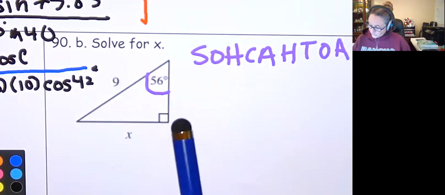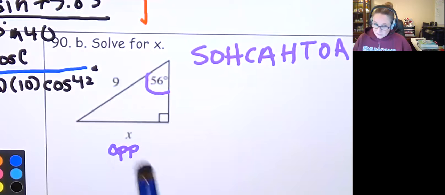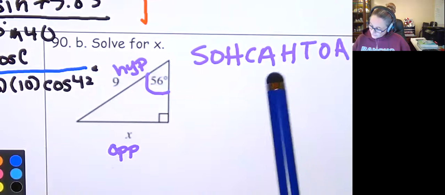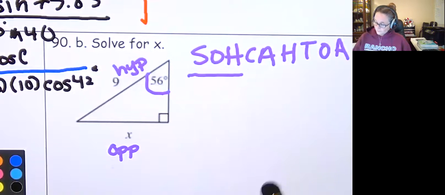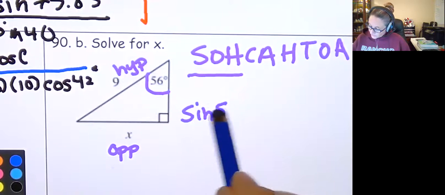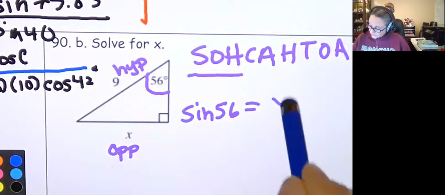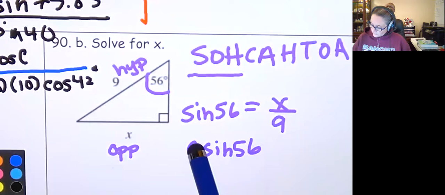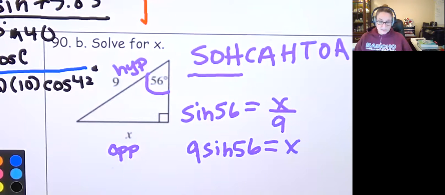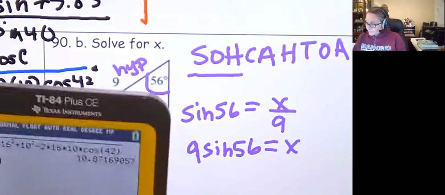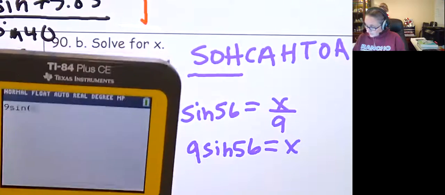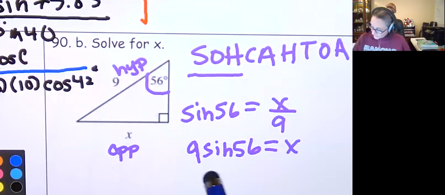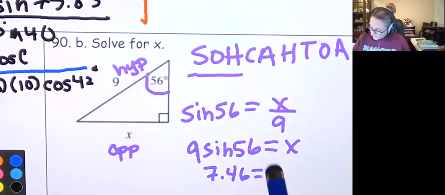So I know my 56. This is going to be opposite of my 56, and this is going to be my hypotenuse. So opposite and hypotenuse is sine. So I'm going to go sine of 56 is equal to x over 9. 9 sine of 56 is equal to x, and I'm going to put that into my calculator. So 9 sine 56, and I end up with 7.46. 7.46 is our x.